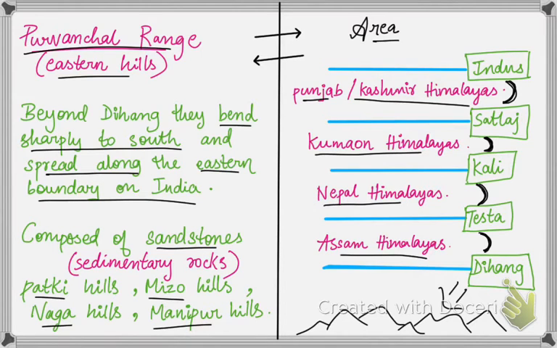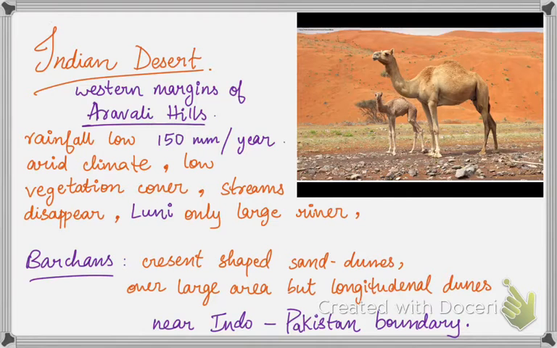So with this we come to an end of the Himalayan Mountains concept, and now let's take a smaller concept of the Indian desert to make your mind relax. So the Indian desert lies towards the western margins of the Aravalli Hills.